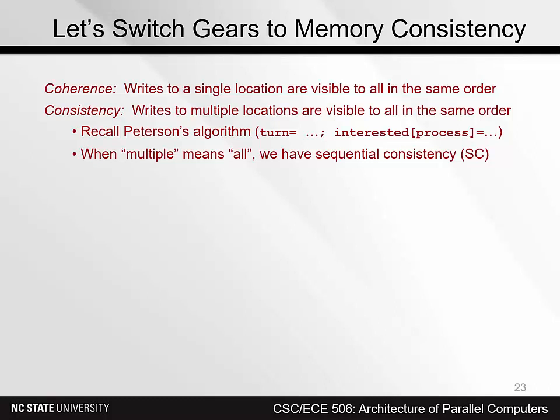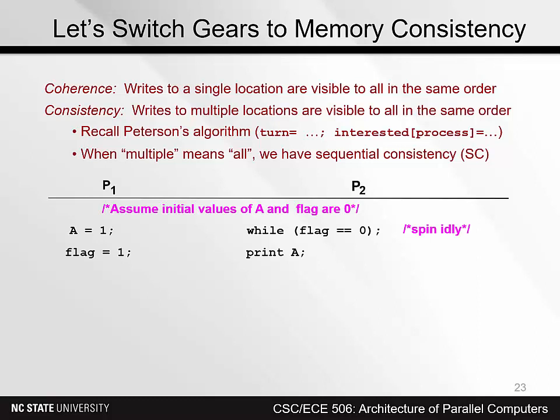If writes to all locations need to be seen by all processors in the same order, then we have sequential consistency, abbreviated SC. What would we expect this code sequence to print? Well, P1 sets A to 1 and then sets flag to 1. P2 waits for flag to change value, then prints A. So we'd expect the code sequence to print 1. And with sequential consistency, we know that it would print 1.